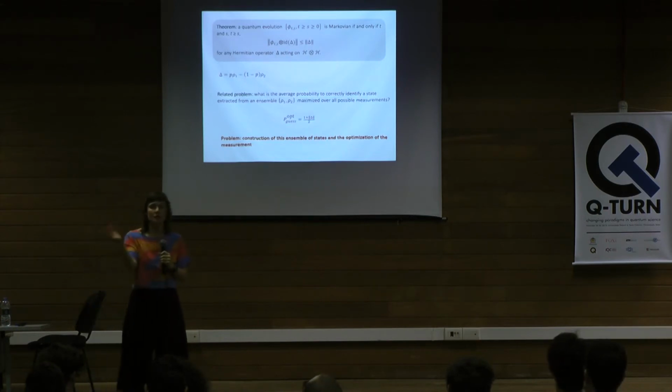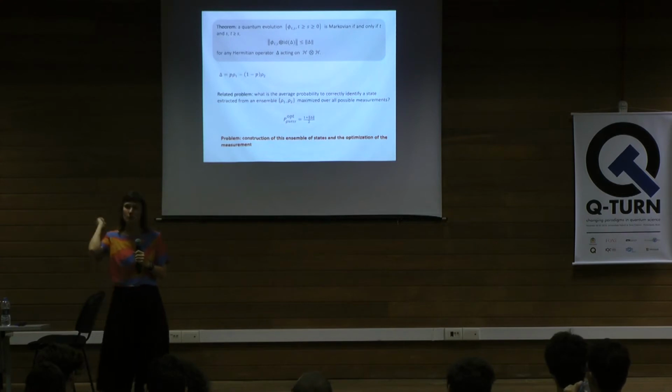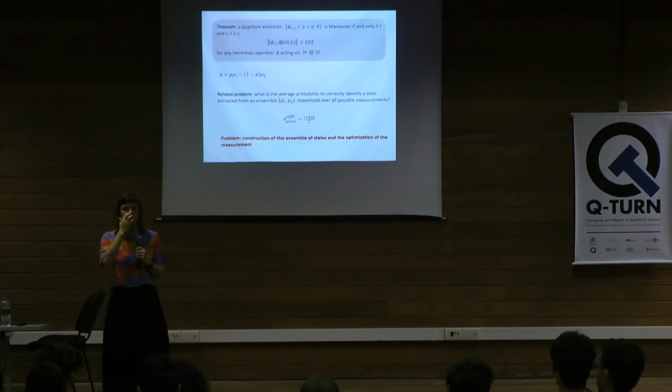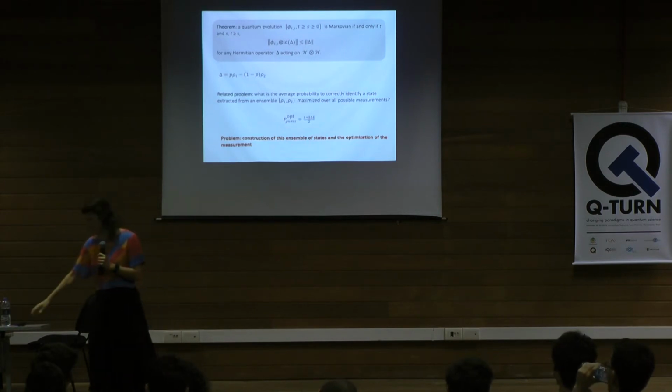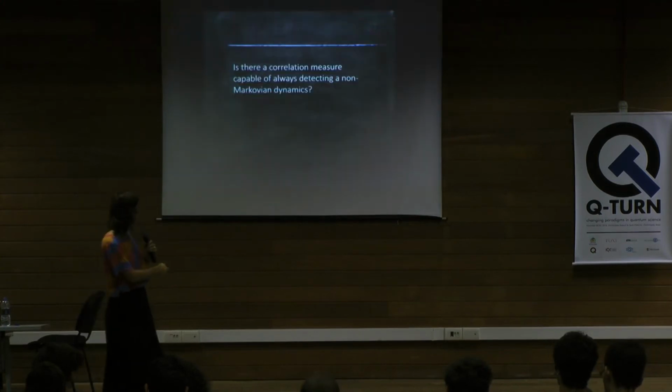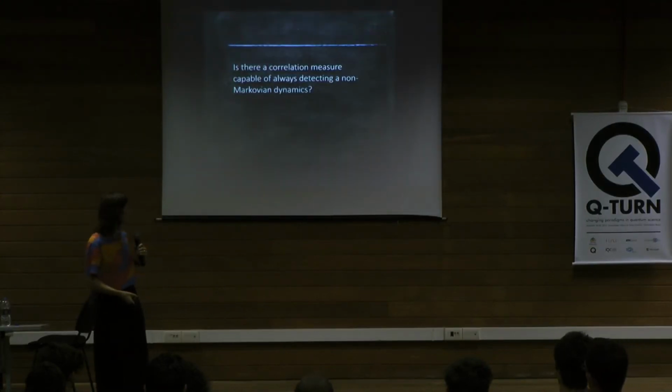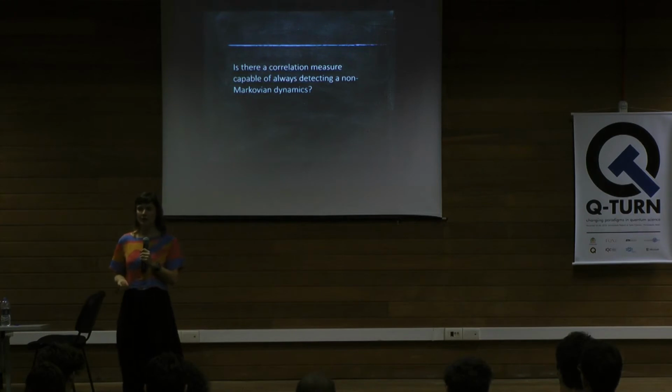Although some of you will know some protocols where you have an advantage when you have an increase in the guessing probability. But most of the time we're talking about entanglement or mutual information, we are not really talking about guessing probabilities. So I was still asking myself, is there any correlation measure that will always detect non-Markovianity?